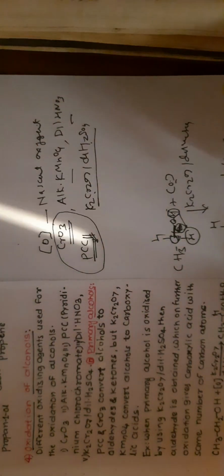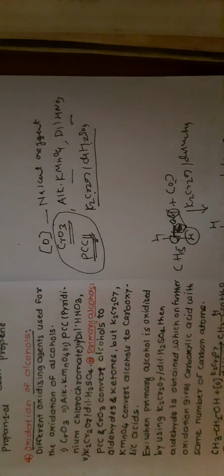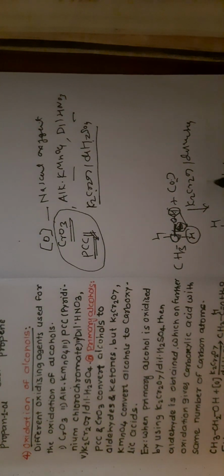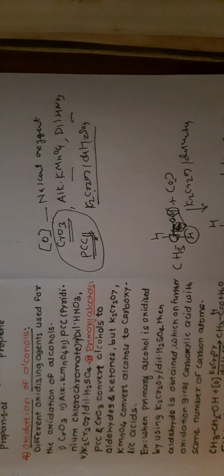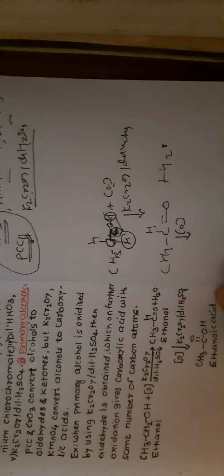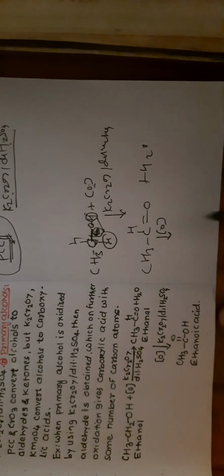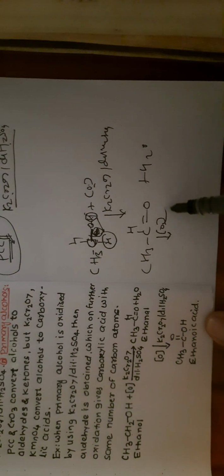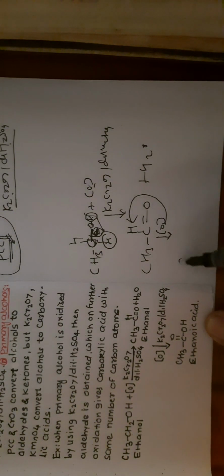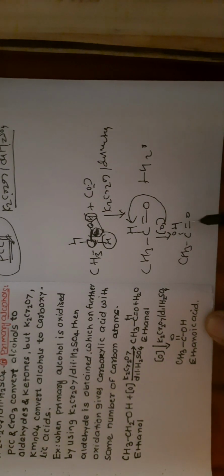Now this aldehyde on further oxidation, again by using K2Cr2O7 and dilute H2SO4, there is addition of one more oxygen atom, and it gives the final product. Here the oxygen attaches to the hydrogen atom, converts into OH, and it gives the product like this: CH3 C double bond OH.